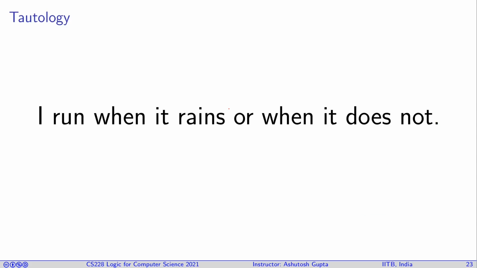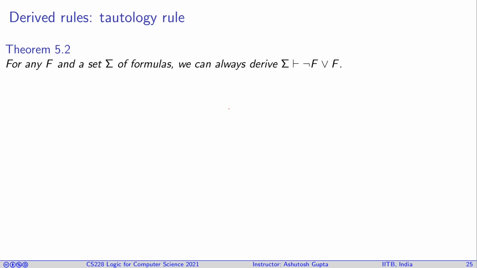Now let's look at more of these, and I will try to motivate these rules with common phrases. So let's see one: tautology. What is a tautology? It is when something is always true and said in a very complicated way. For example, I run when it rains or when it does not. That means I run always. So something always happens and you're just saying it in some contrived way. What is equivalent in our setting is that if I have this set sigma, I can always prove that for any formula f, not f or f.